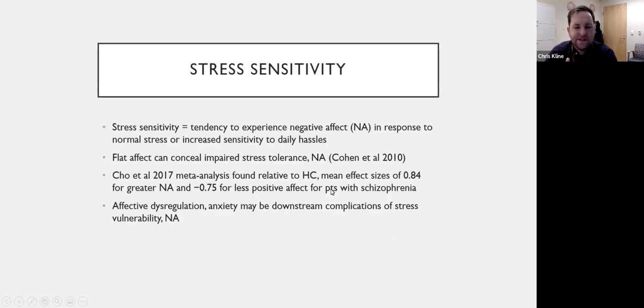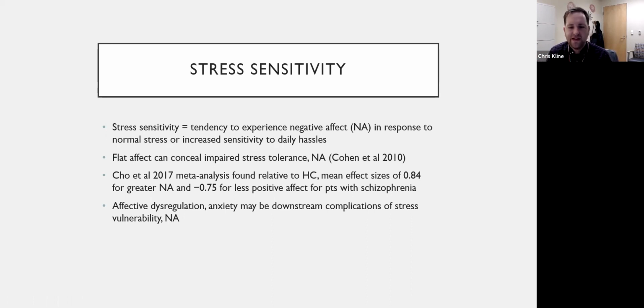Okay, so we'll use this as our working definition of stress sensitivity as the tendency to experience negative affect, which I'll refer to as NA in the slides here, in response to settings that are not ordinarily considered stressful. An alternative way of thinking about this is that stress vulnerability reflects a reduced capacity for engaging with the environment. So with a reduced capacity, the threshold for what makes an event stressful is lowered.